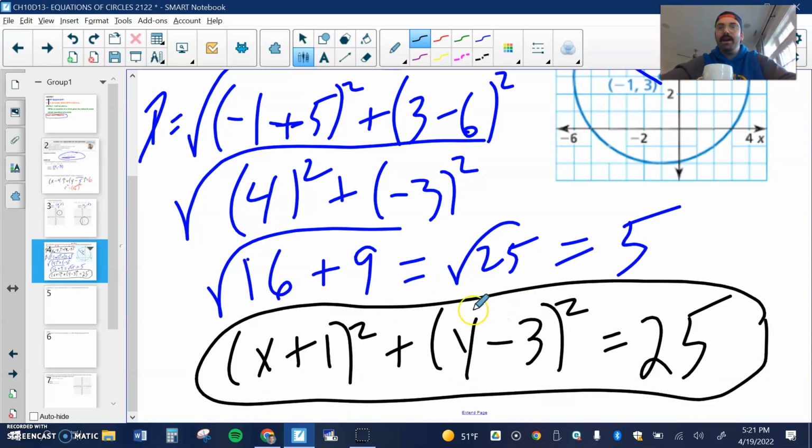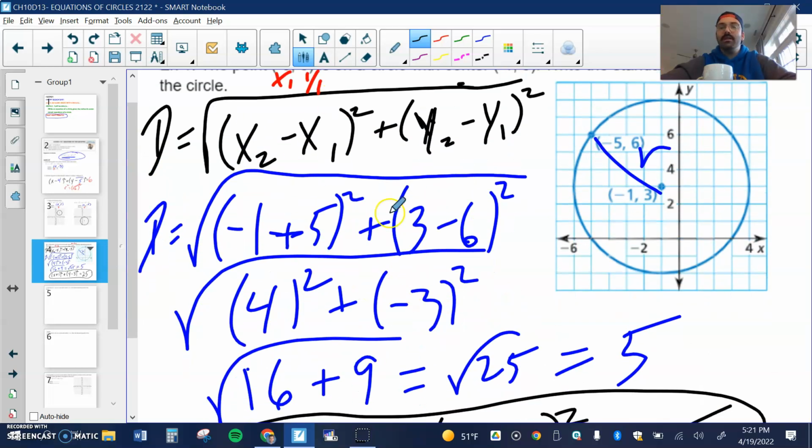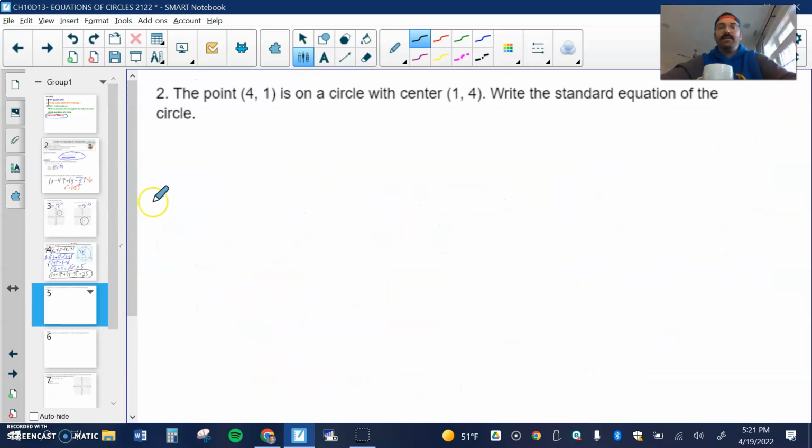I'm going to do another one like that. It might have gone fast. The only new part of this type of problem is just finding the distance, and we've done that in the past. So I don't think it's that terrible. Okay, so let's find the distance here.